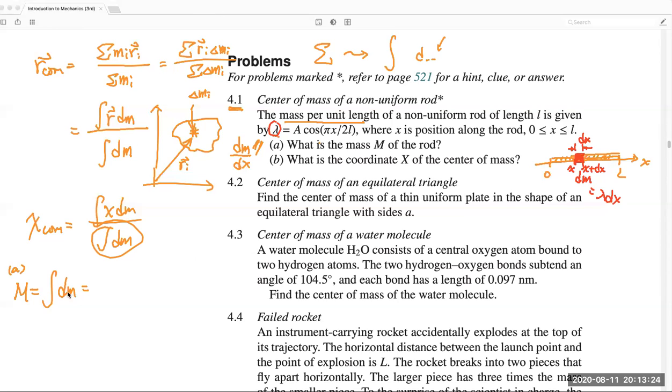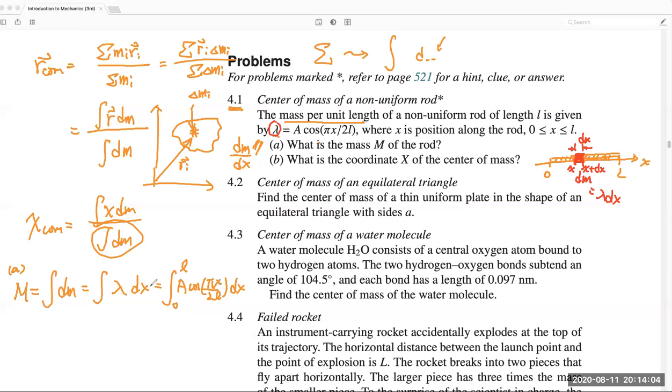So if you want to find the summation of dm, that equals lambda times dx. Then you put the lambda inside this integral. For the range of this integral, obviously that is the range of the x. That means it's from 0 to L. The remaining is left for you for finding the mass.